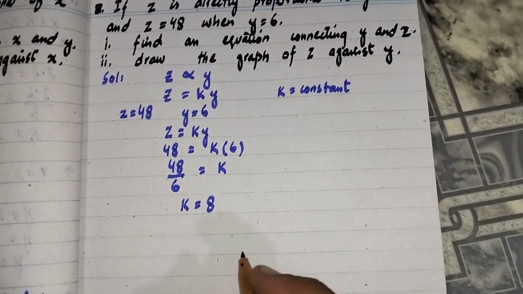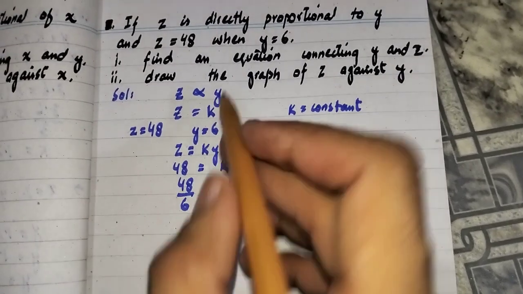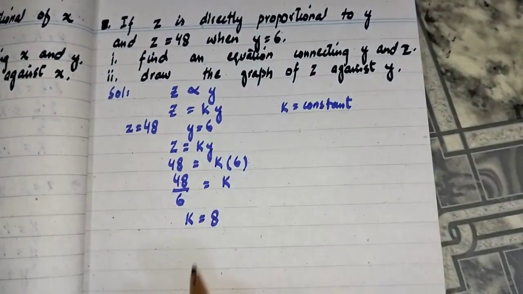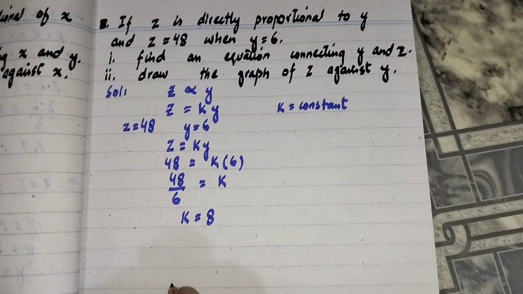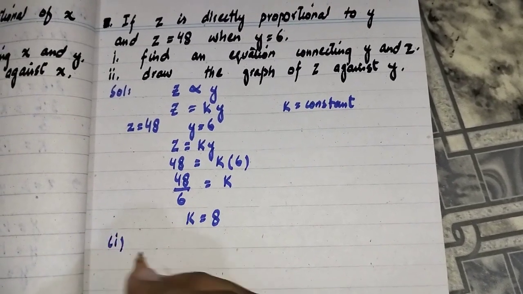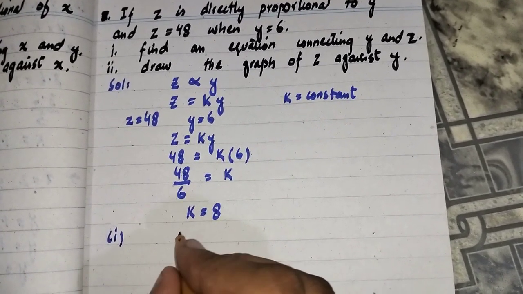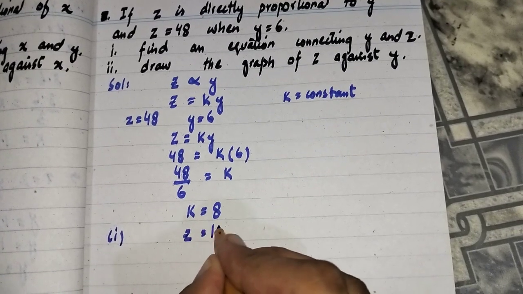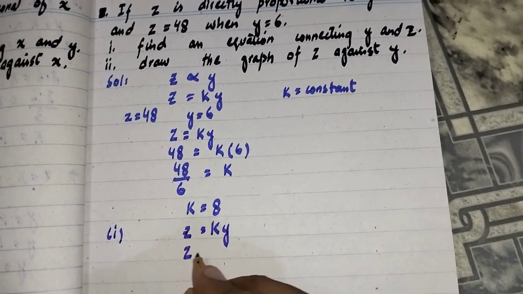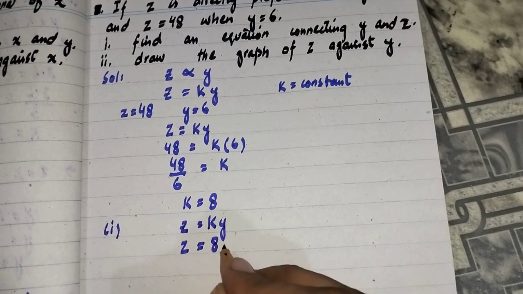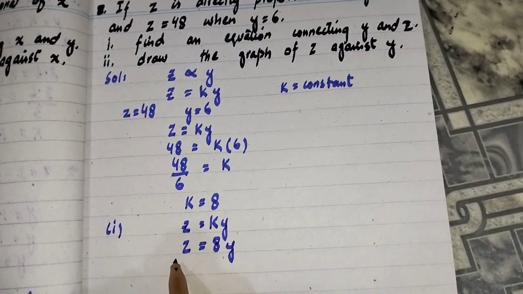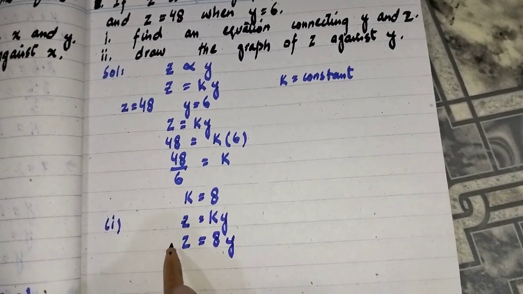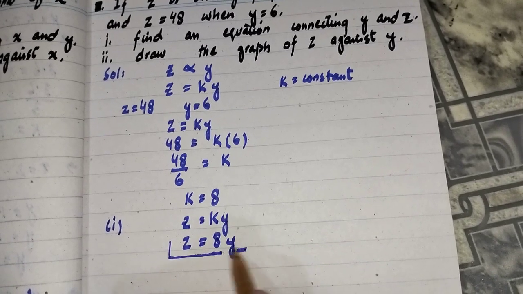By using this value of k, we will find the equation which is asked for in the first part: find an equation connecting y and z. The equation connecting y and z will be z is equal to ky. The value of k is 8. So the equation that is connecting z and y is z is equal to 8y.